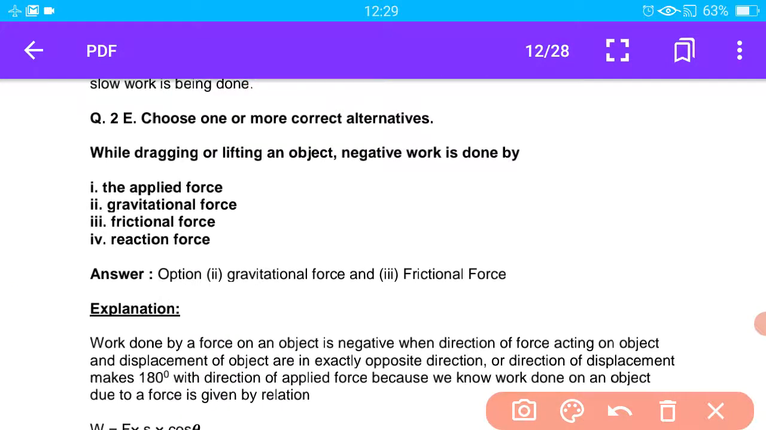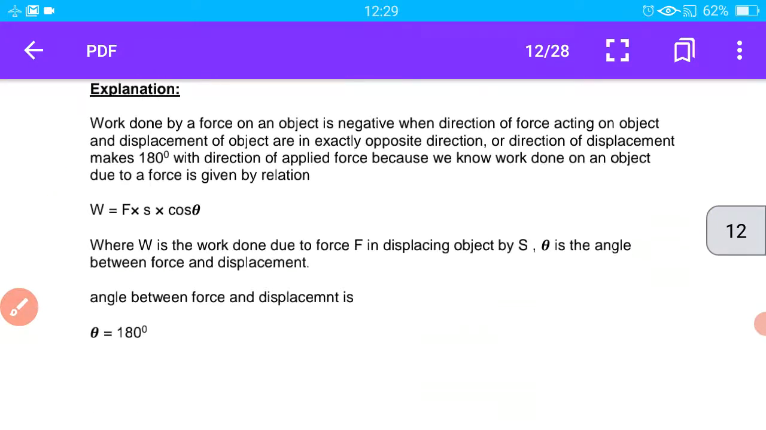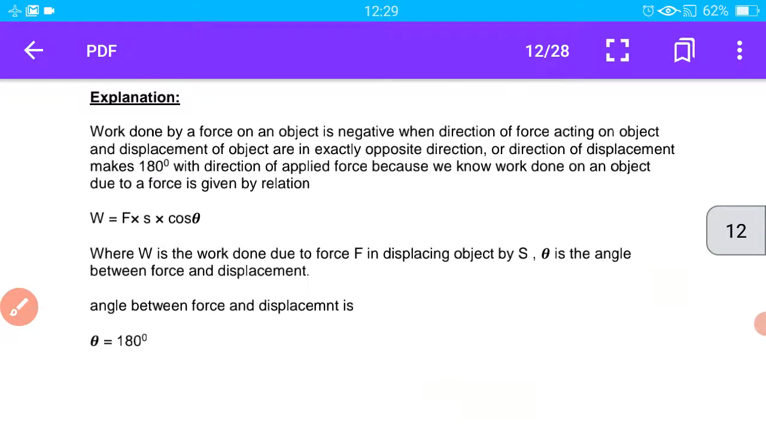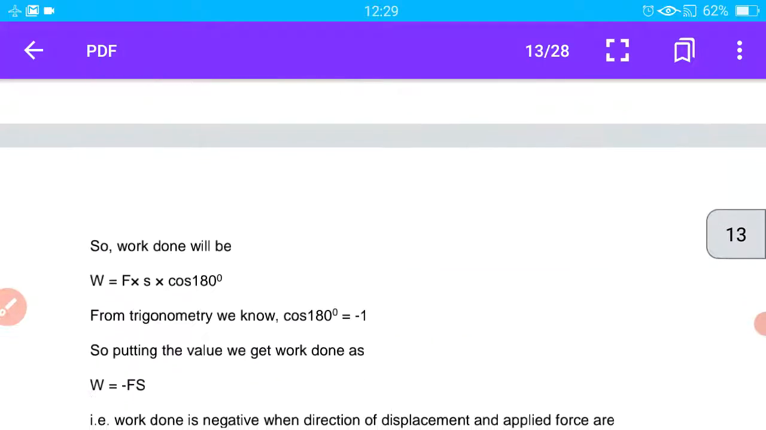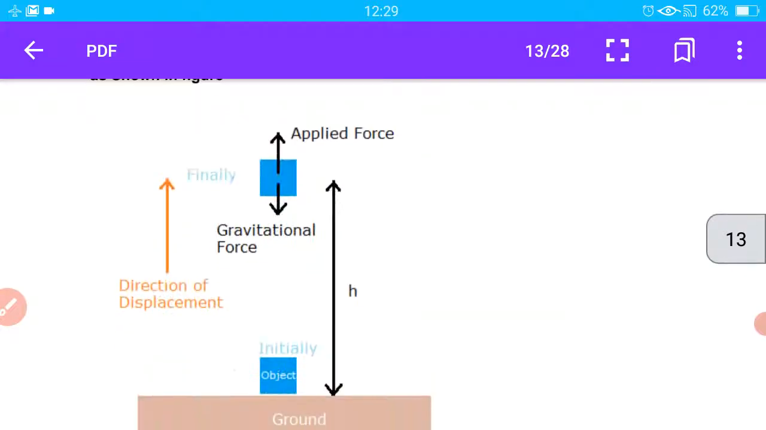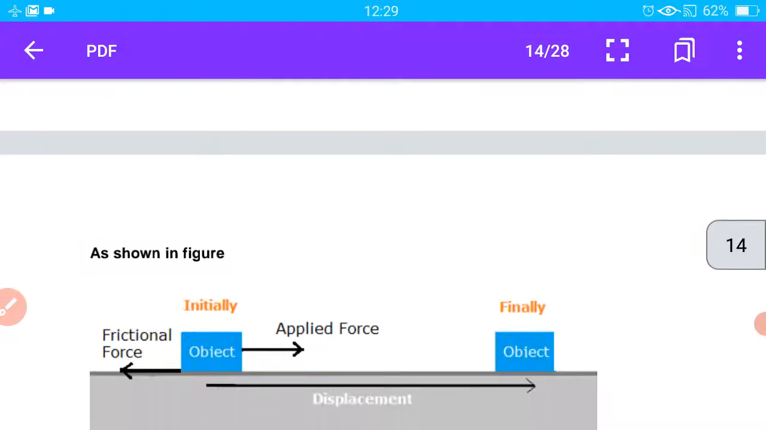Next, while dragging or lifting an object, negative work is done by option 2, gravitational force, and option 3, frictional force is the right answer. Explanation. Okay. Explanation, all of the explanation.